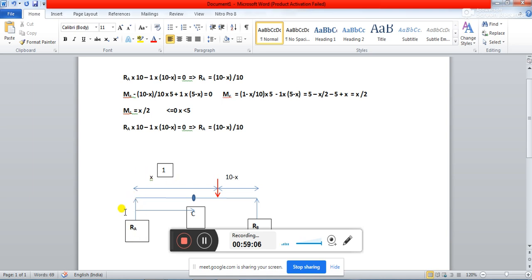So if you want to find out RA, it is going to be RA into 10 multiplied by 1 into 10 minus x. So your RA is not going to change, your RA is not going to change.